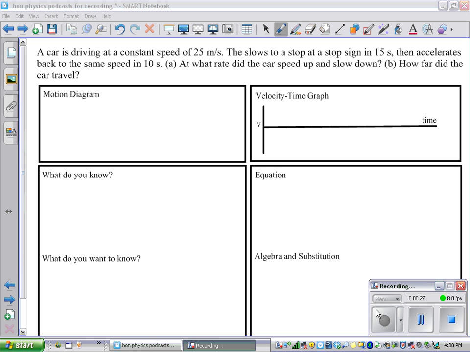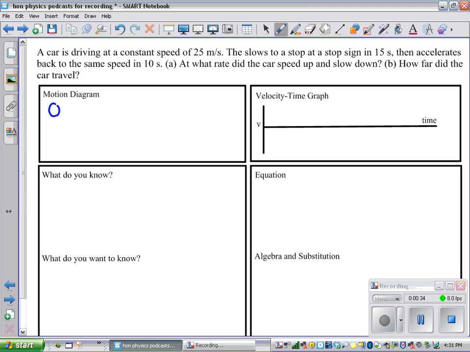The first thing we want to do is draw a motion diagram. So we have several different time periods. First, the car is traveling at a constant speed. Here's our car. We'll make that the positive direction. And the second time period, a little longer, a little bit later, the car slows down to stop at a stop sign.